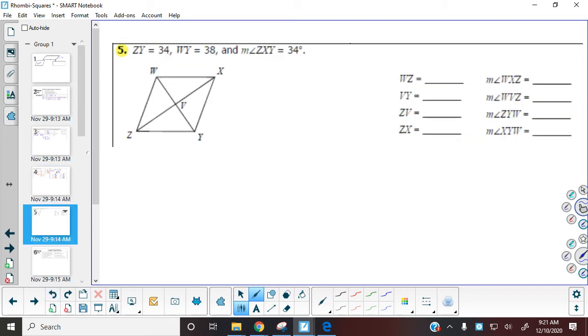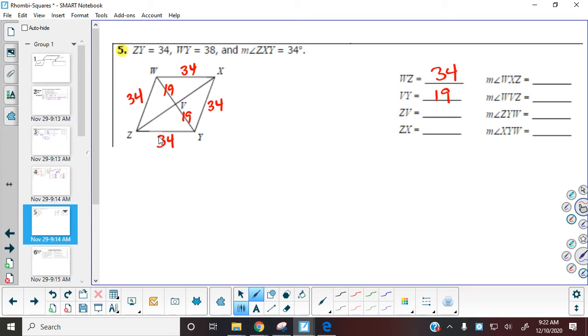This is the same idea. It's just both the sides and angles combined into one example. So when we look at this, ZY is 34. So all of the sides are 34 because it's a rhombus. If WY is 38, I'm going to go ahead and label each individual piece in there. So this is 19 and this is 19. And so let's go ahead and just do our sides. So WZ is 34. VY is 19.